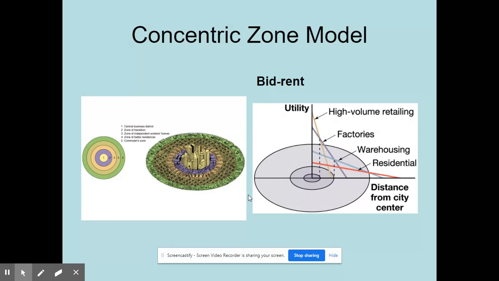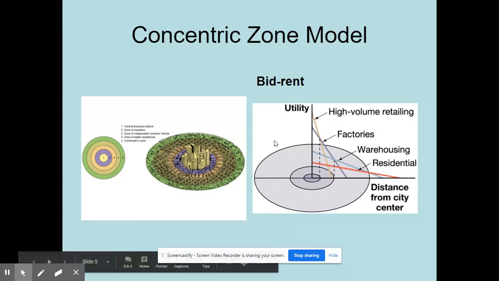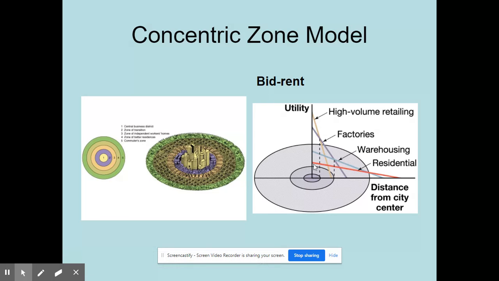So high threshold or high order goods are going to be in the central business district, and then further out are going to be your warehousing, your residential, or even, if we analyze Denver, a lot of the pot warehouses are way out here, and then here is where high volume retail is.